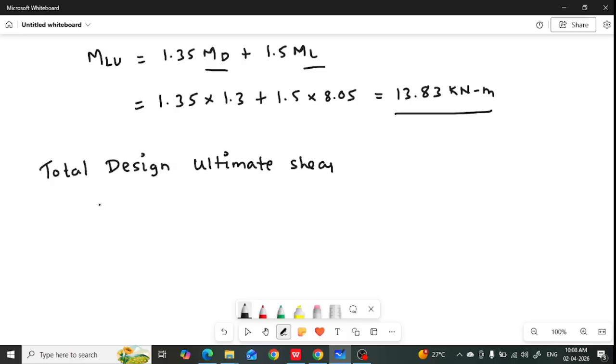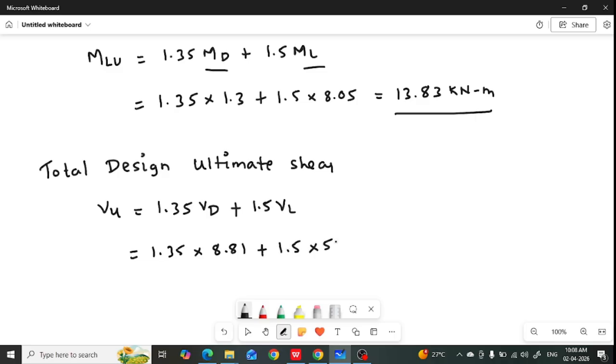Okay, so the formula is VU equal to 1.35 VD, VD is dead load shear force, plus 1.5 VL, and VL is live load shear force, equal to 1.35 into 8.81 plus 1.5 into 56.9. This is equal to 97.24 kilonewton.